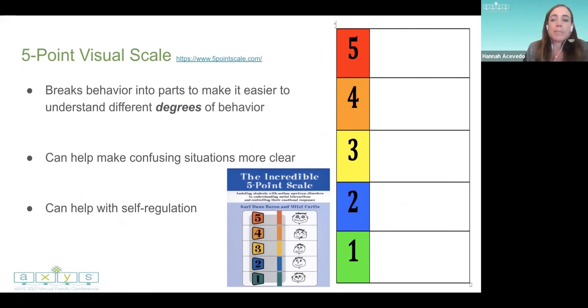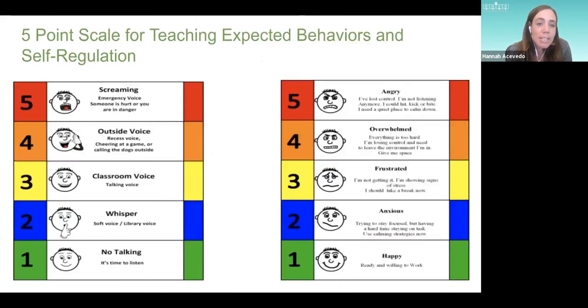This is another visual support, and it helps break a behavior that might be confusing or a concept that might be confusing into degrees. This is a pretty common thing that you might see at school, but you might not have thought to try it at home. It also can help with self-regulation. These are some examples, and in the materials, I'll be sharing some blank ones that you can just use. And this, again, capitalizes on the visual processing and can help someone understand more nuances or gray areas.